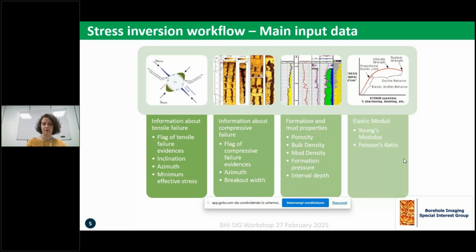Then another family of input data for this computation is the formation and the mud properties. As I said in the introduction, the porosity, the bulk density, the mud density, the formation pressure, and the interval depth of the analysis. For example, we observe tensile failure in a certain depth interval, and then set this interval for the analysis. And then the elastic moduli for the inversion model, which are Young's modulus and Poisson's ratio.